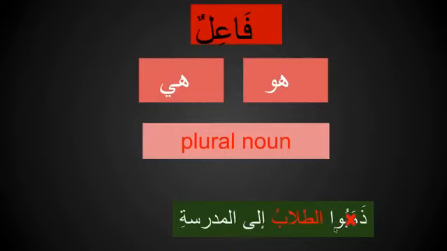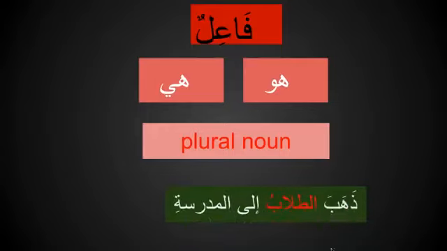Even logically, pronouns always represent something which has come before. So we cannot have a fa'il that is a pronoun coming first and the noun coming afterwards. So what do we use where we want to use a noun which is a plural form, like at-tullabu, which is a jama' for talibun? We use this form, dhahaba. Dhahaba is a huwa form, which means singular. However, the fa'il is a plural, so we can use a plural noun like at-tullabu. The translation will be: the students went to school.